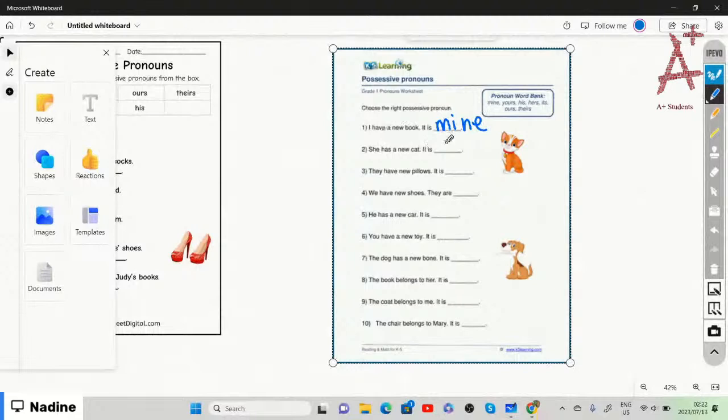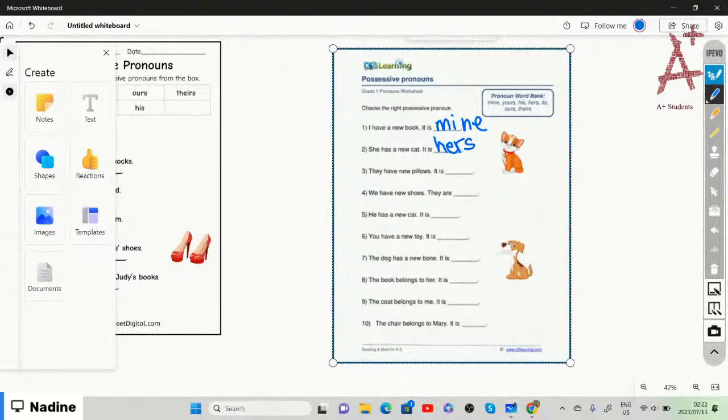She has a new cat. So if she has a new cat, who does the cat belong to? Right? It is hers because it belongs to her. So it is hers. It's her cat.